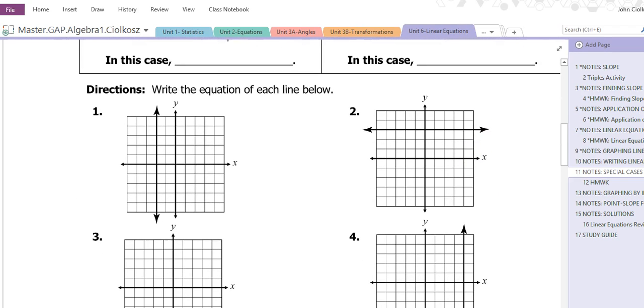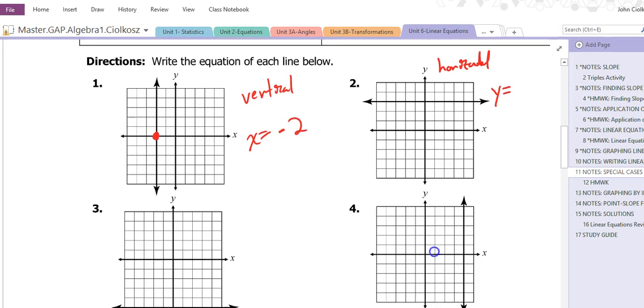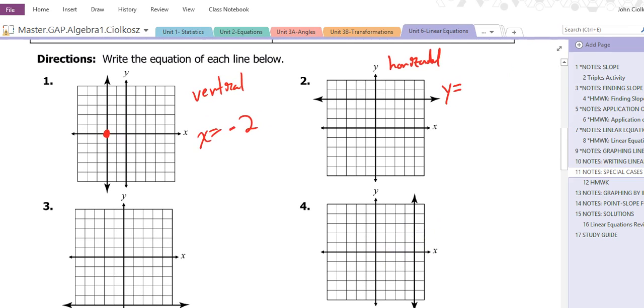Alright, so first thing, this is a vertical line, it's going up and down. This horizontal, it's a flat line, it's going left and right. So vertical means I got x equal. Horizontal, I know I have y equal. If we look, this line goes through the point negative 2. So this is x is equal to negative 2. Here, it's going through the point 1, 2, 3. So this is y equals positive 3.